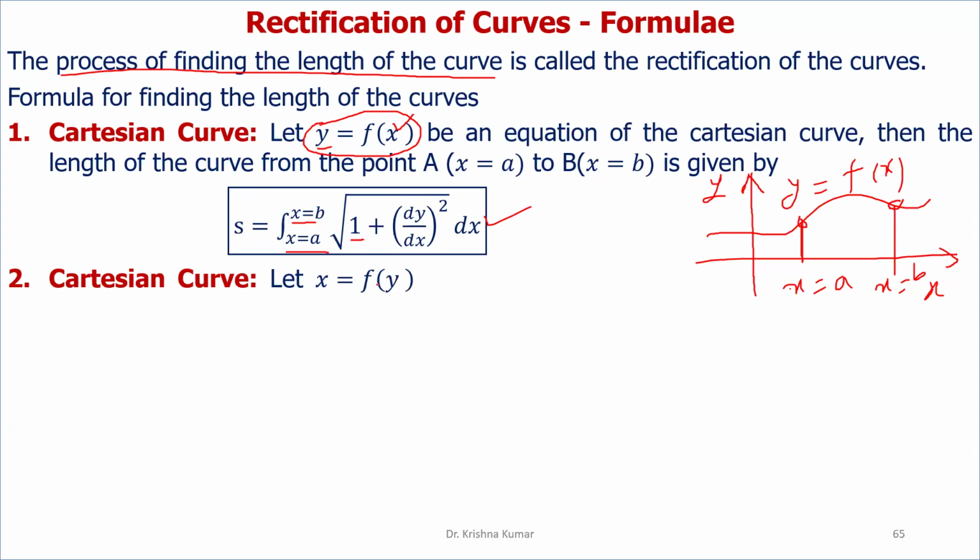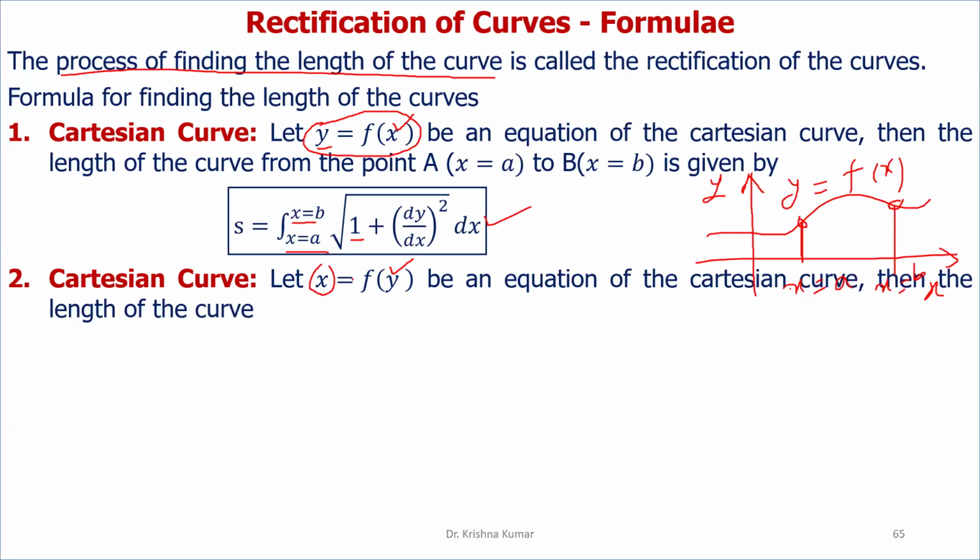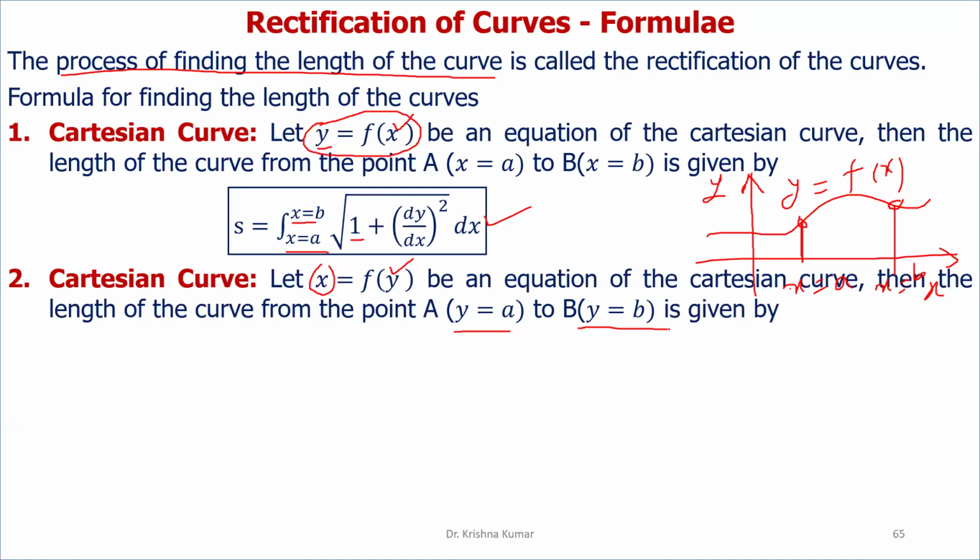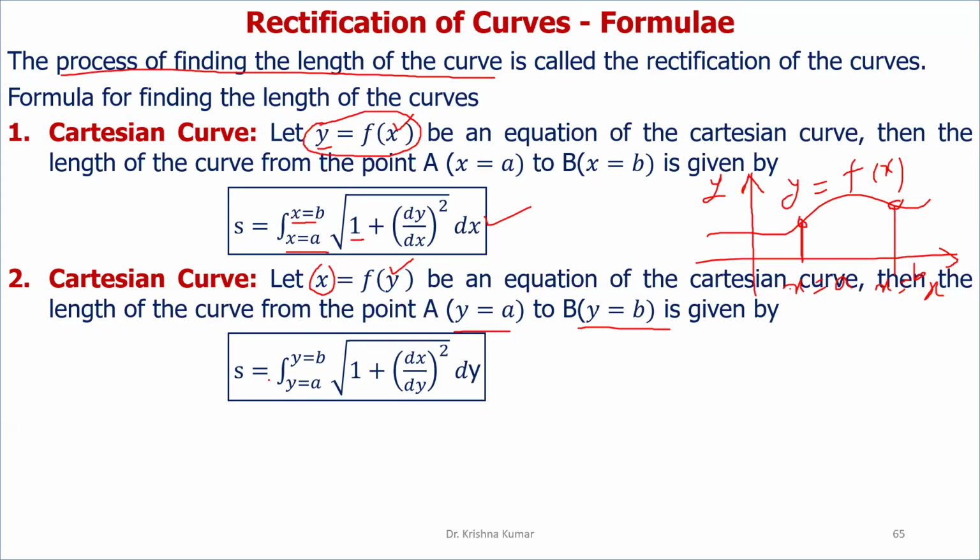Similarly, if y is the independent variable and x is the dependent variable, then the formula for the rectification from y equal to a to y equal to b is given by s equal to the integration under the limit y equal to a to y equal to b of the square root of 1 plus (dx/dy) whole squared, with respect to y. Since here x is independent and there y is independent, there is no major change in the formulas, only changes in the dependent and independent variables.